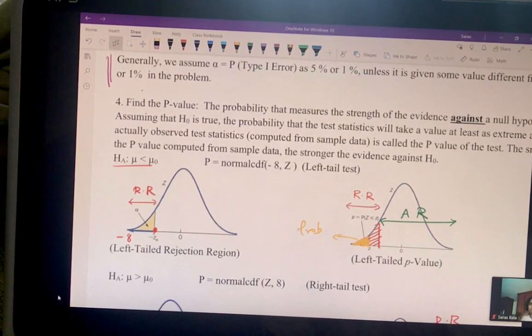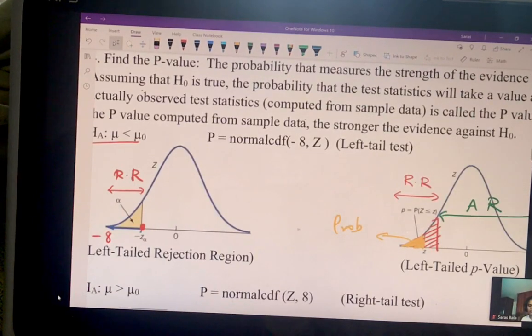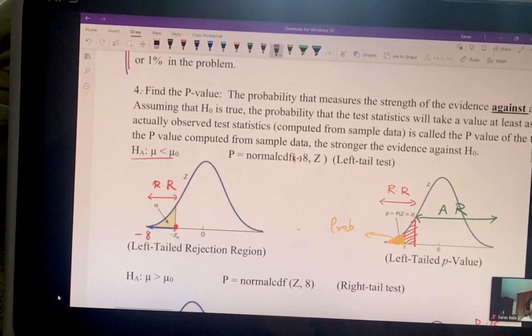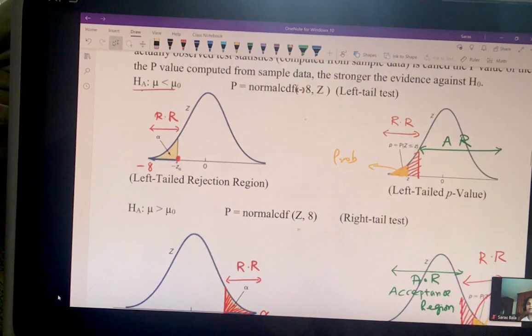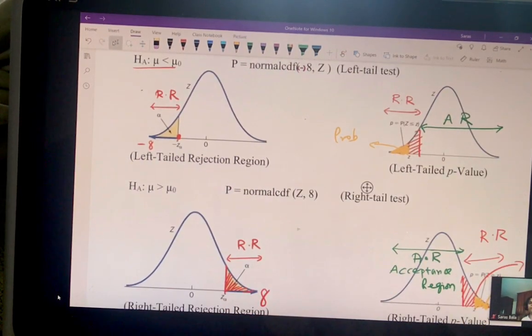That's going to be the tiny negative sign, comma, the z-score, and that's going to be your left tail test. So here is the diagram for that. And if it is your right tail test, then your p-value is equal to normal CDF. It is going to be z-score, comma, my favorite number 8. If you do not like 8, you can put any number of your choice.